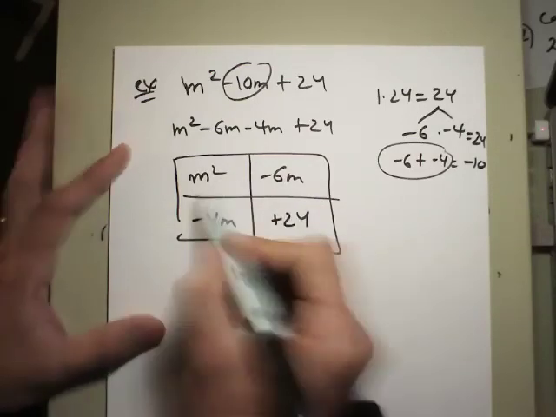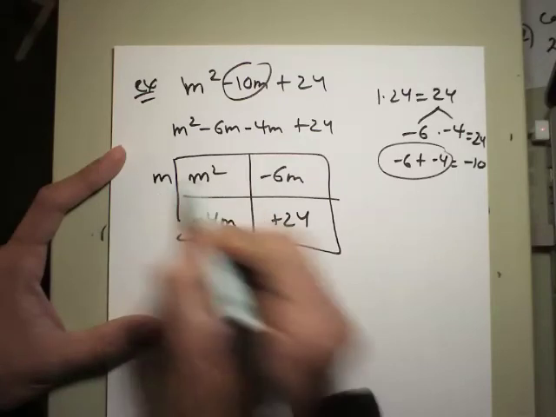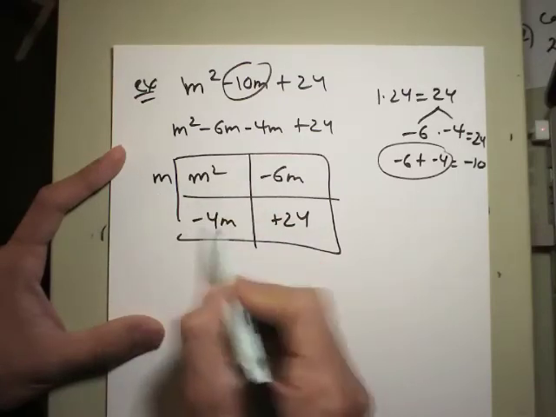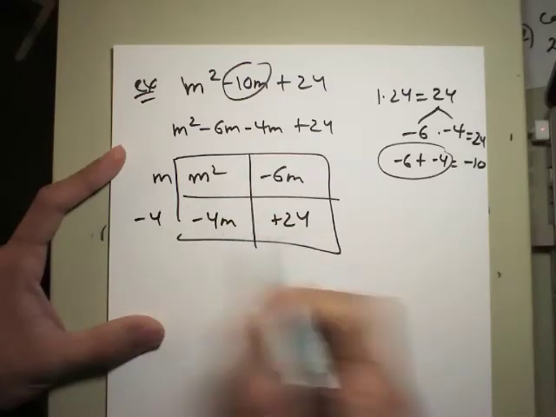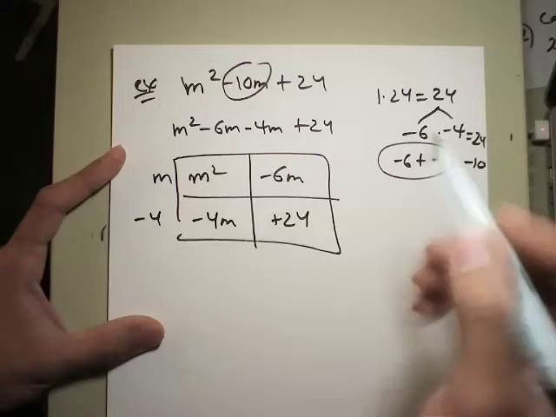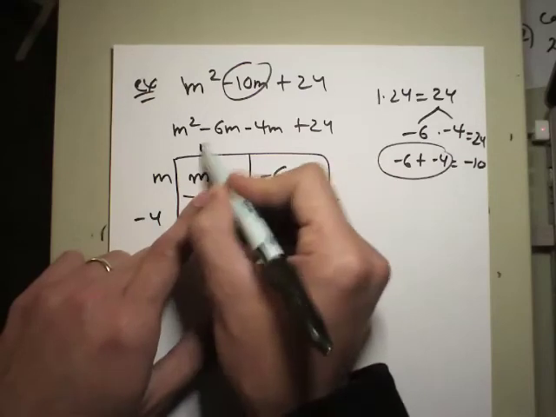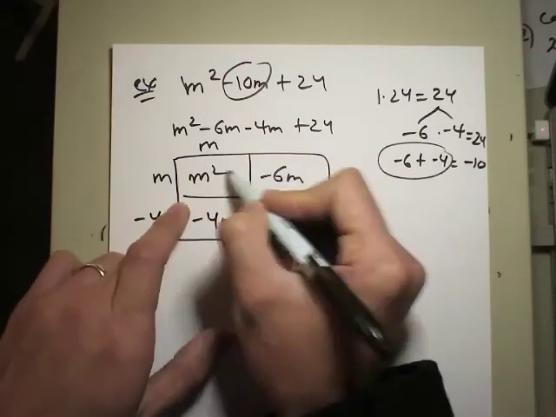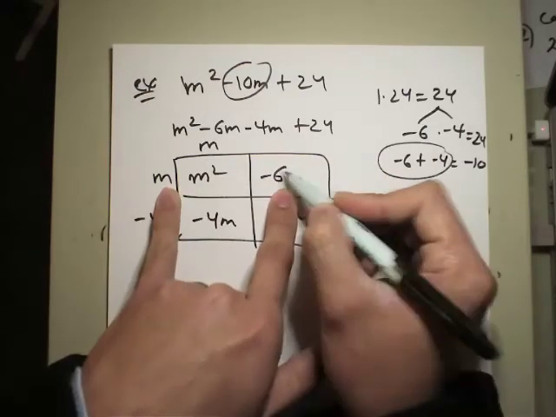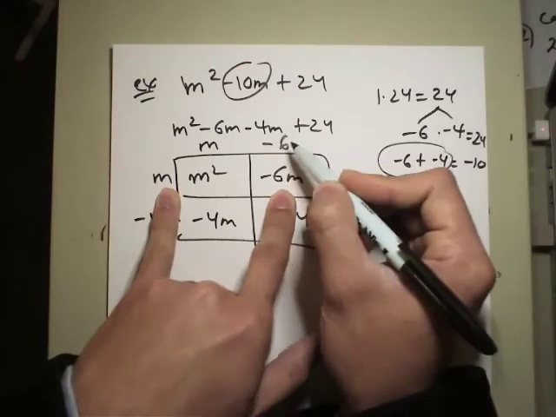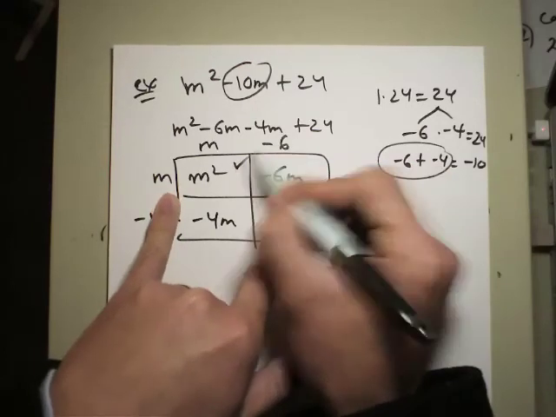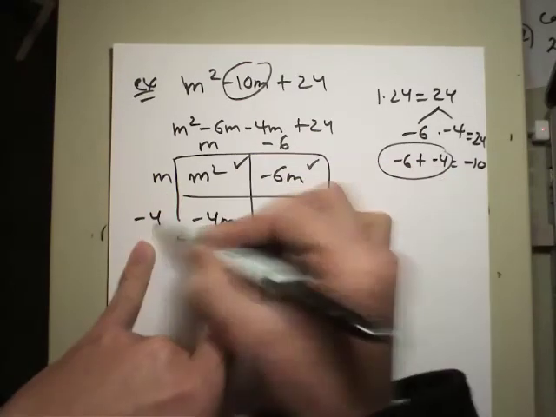Factor out my GCF horizontally. I got an m out of this. Here, the first term is negative, so I take a negative 4 out. So there's a GCF of negative 4. Here, to make m squared, I multiply by m, because m times m is m squared. Here, to make negative 6m, I have to multiply it by negative 6. So let's check this off. This is correct. This is correct. m times negative 4 is negative 4m. Good.